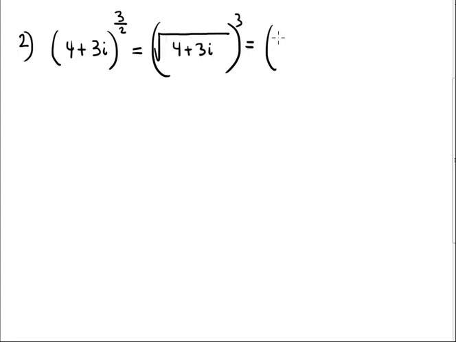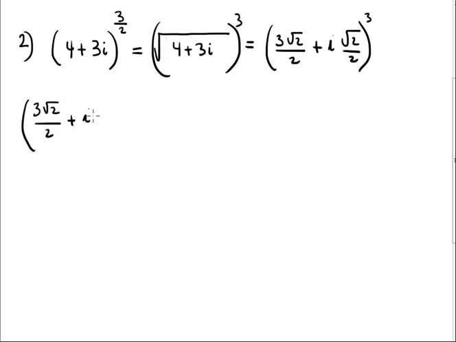we have two answers, but the positive answer was 3 radical 2 over 2 plus i radical 2 over 2, cubic. Okay, and the other is the negative, but it's the same with the different sign. But let's do at least one. You multiply 3 radical 2 over 2 plus i radical 2 over 2. Let's do a square first.